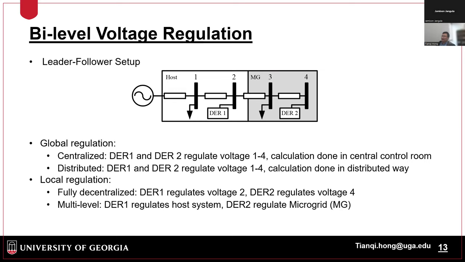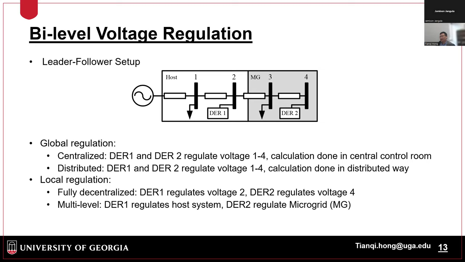And for this setup, we can have four different sets of operation. The first one is centralized operation, which means DR1, DR2 regulate all four bus voltages, and the calculation can be done in the central control room. The second one is distributed regulation, which means DR1, DR2 still regulate all four bus voltages, but the calculation is done in a distributed manner. For the local regulation, we can have fully decentralized compensation, which means DR1 regulates only bus 2 voltage and DR2 regulates only bus 4 voltage.